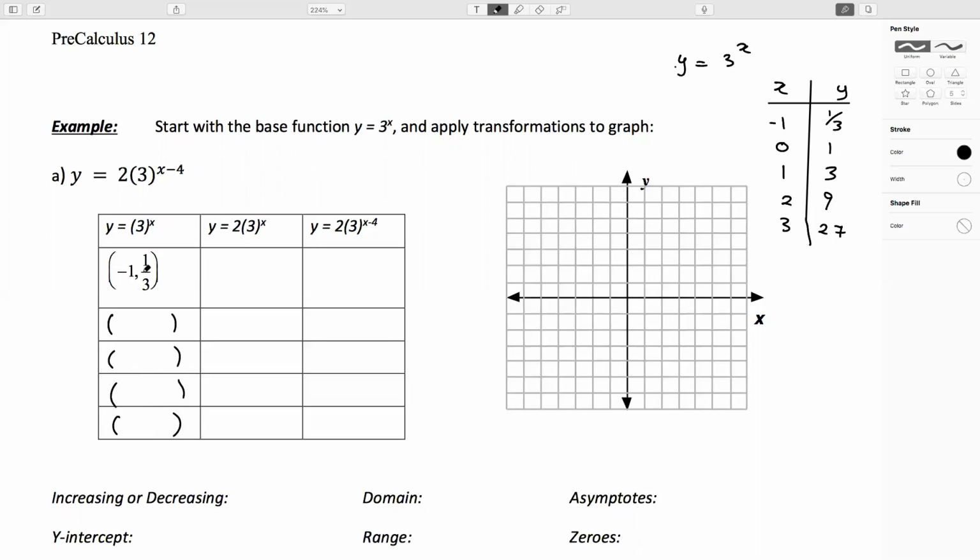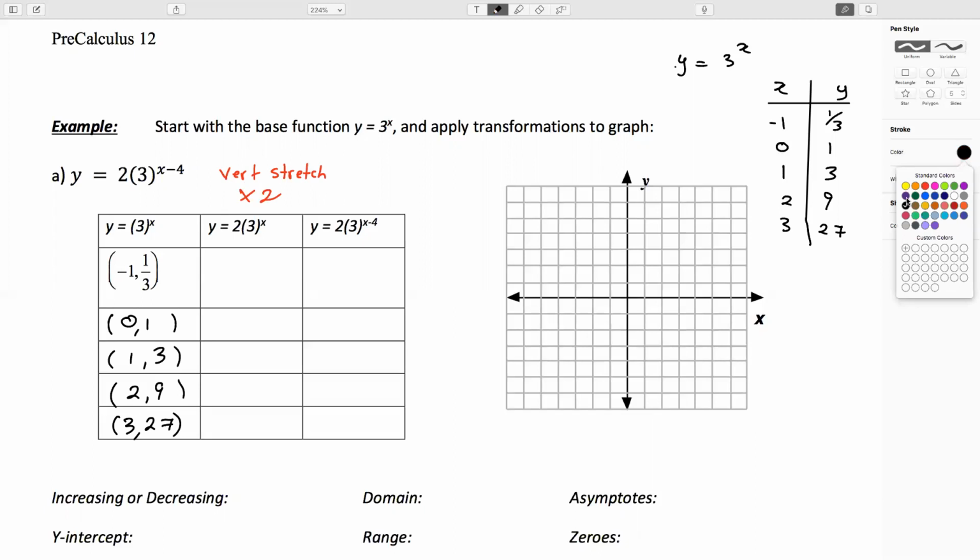So -1 and 1/3 is this first point. 0 and 1 is the second point. 1 and 3 is the third point. 2 and 9 is the fourth point, and 3 and 27 is the fifth point. Okay, so now we've got to think about what's happening with each of these transformations. The first column, 2 times 3 to the power x, is going to be a vertical stretch by a factor of 2. In other words, take all your y values and double them.